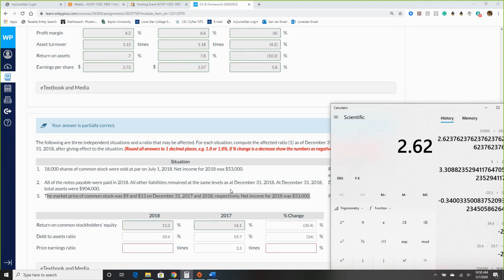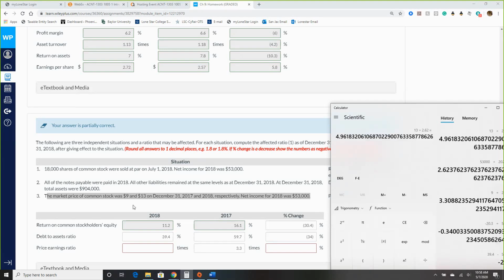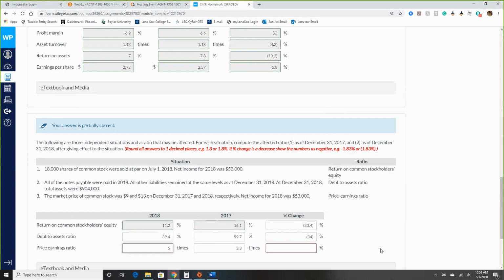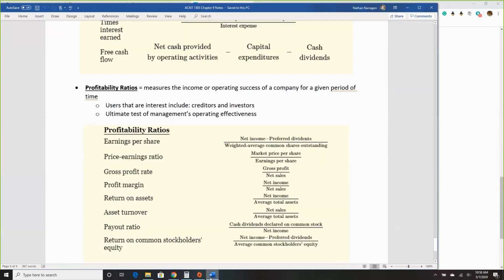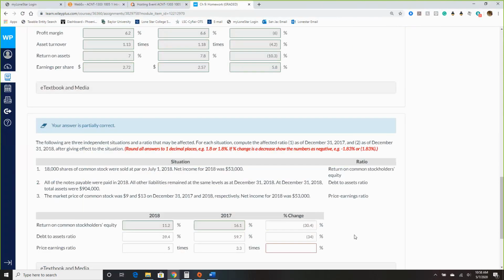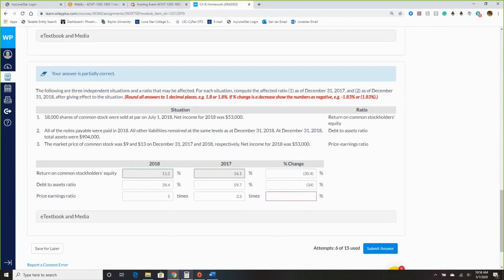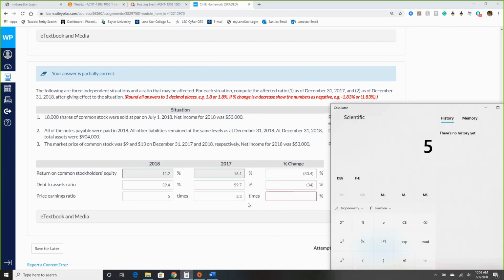Okay. So market price divided by 2.62. We're looking at basically 5 times. We're going to go ahead and figure out our change. And it ends up being 51.5%.